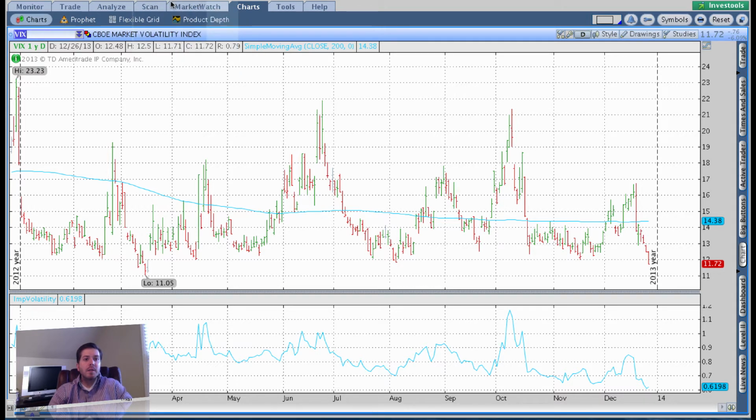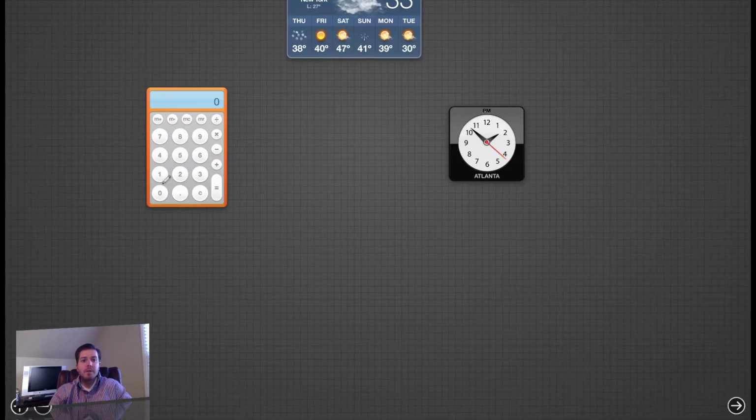Here, the net liquidity in this paper money account is $126,342. So I would take about 60% of that. So let's just go over here. We'll say 126,000.